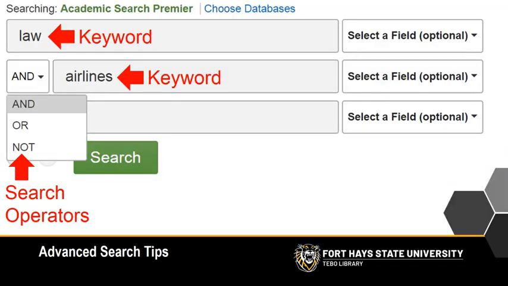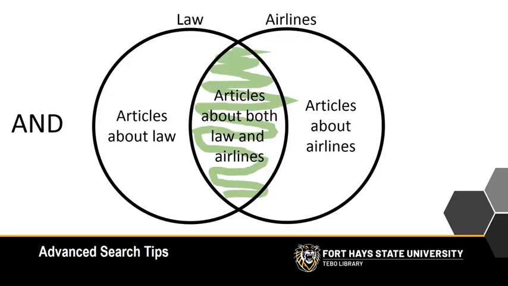Boolean searching uses 3 search operator words: and, or, and not. When you use and to connect your search keywords, the database or catalog will only provide results that include both of your keywords. And allows you to target the overlap of 2 topics, helping you narrow down your search to the most relevant results.